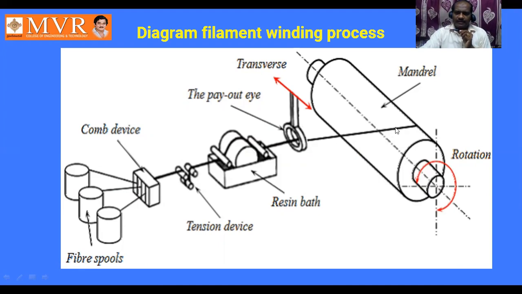Thereby it is rolled on a mandrel and cooled. After that, the rope is separated from the mandrel so that the rope bundle or spool can be used for a specific purpose. This is the diagram showing the filament winding process.